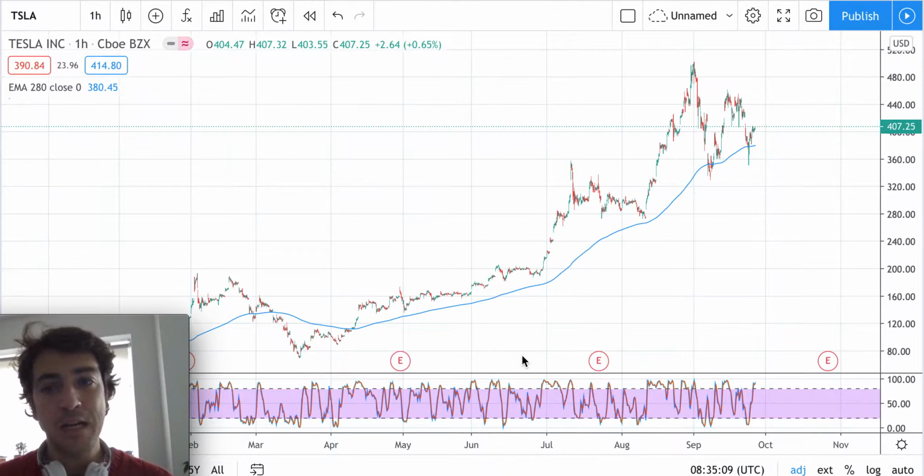In front of us there is a 1 hour candlestick chart showing the price movement of Tesla, and let's see what we can say based mainly on technical analysis.